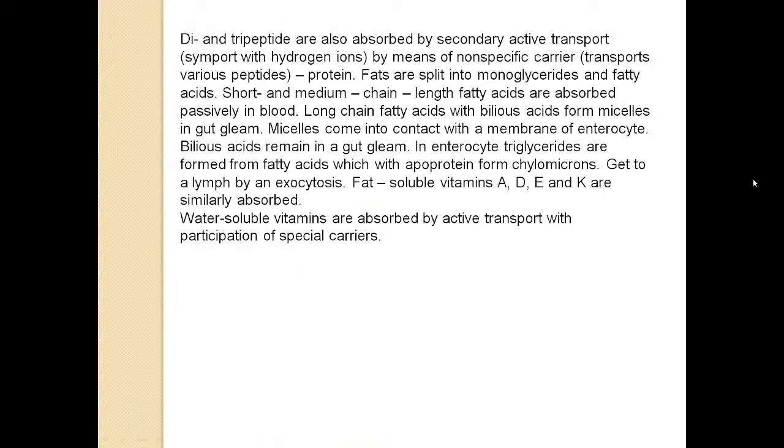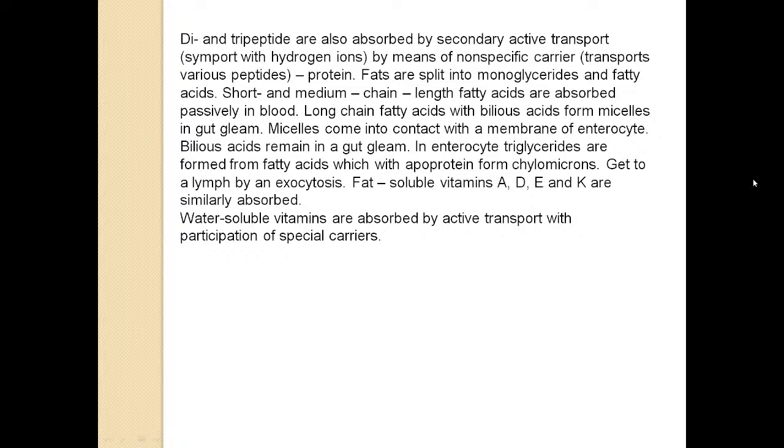monoglycerides and fatty acids. Short and medium chain length fatty acids are absorbed passively into blood. Long chain fatty acids with bile acids form micelles in the gut lumen. Micelles come into contact with the membrane of the enterocyte. Bile acids remain in the gut lumen.